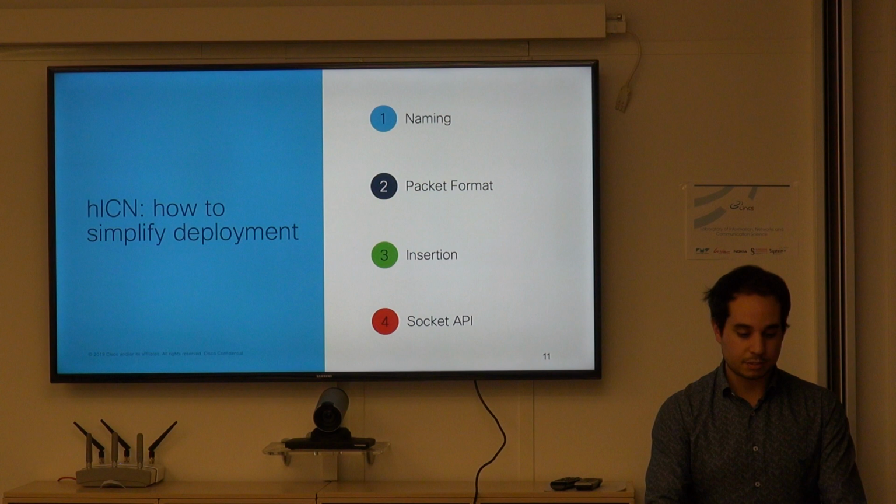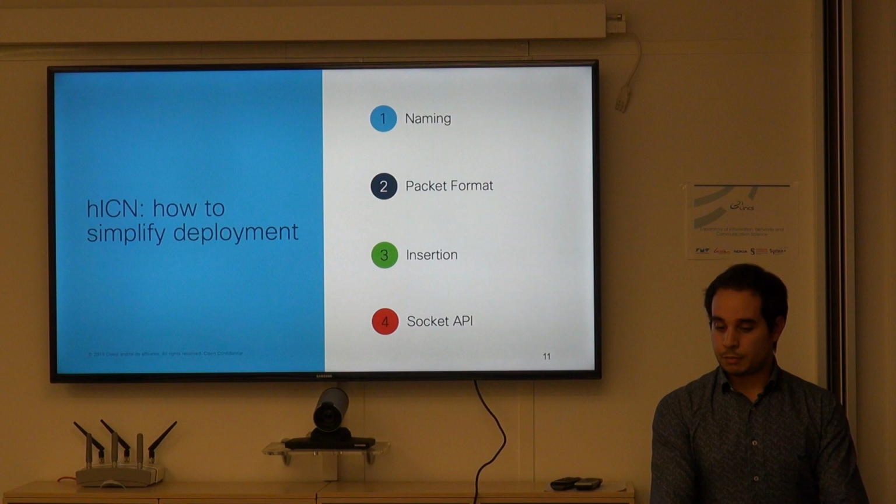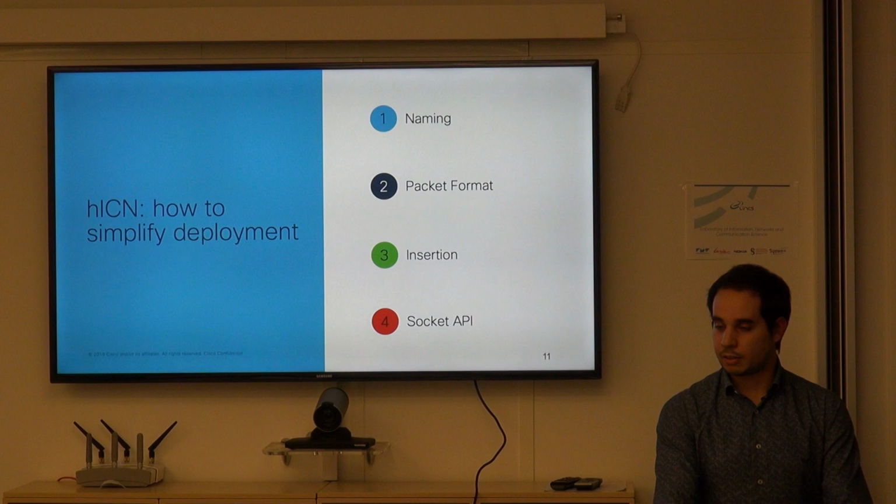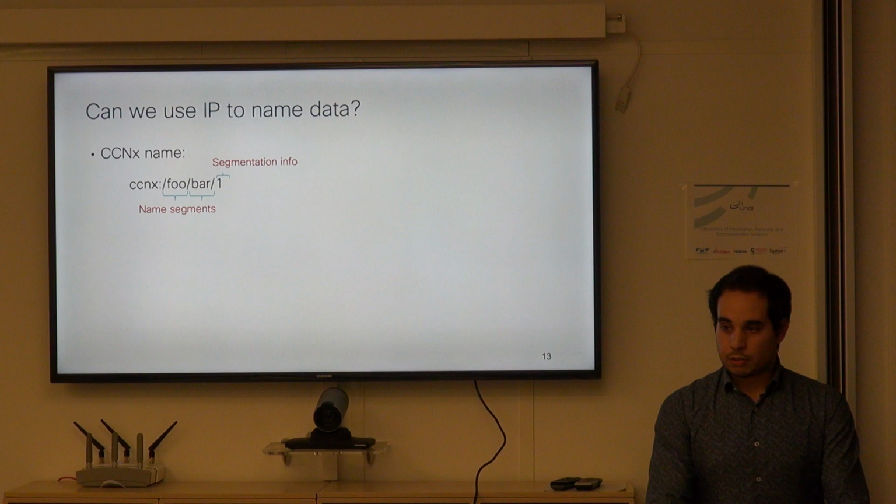So those are the points for the simplification of this deployment. The first is naming. The second is the packet format. The third is how we can insert them into the current network. And the fourth is the transport protocol. So first point, we can use IP for naming data.